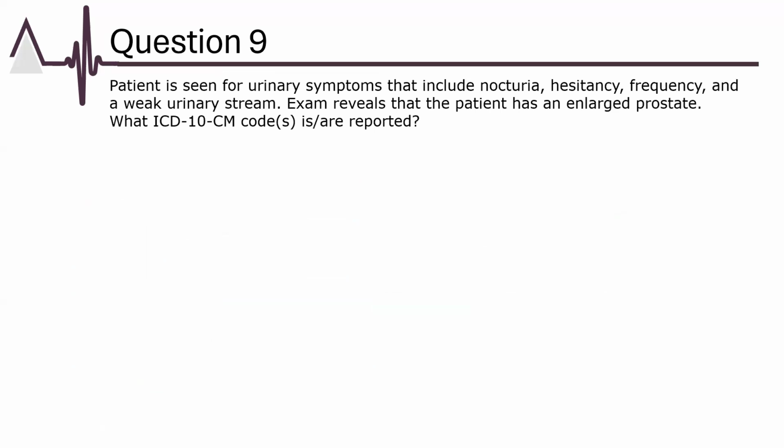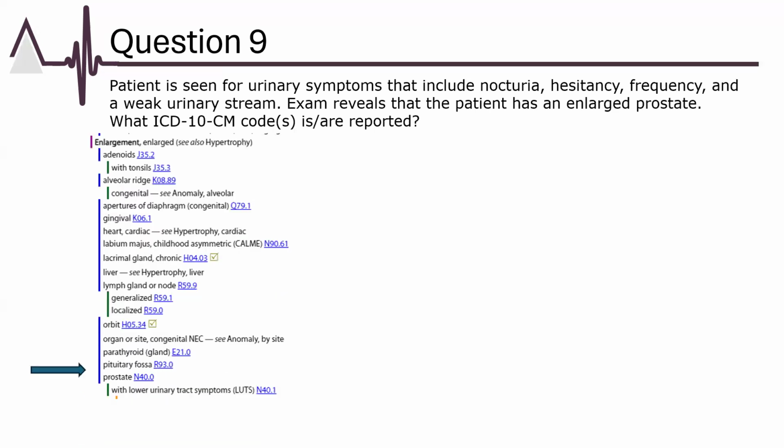Question 9. Patient is seen for urinary symptoms that include nocturia, hesitancy, frequency, and weak urinary stream. Exam reveals that the patient has an enlarged prostate. What ICD-10 codes are reported? In the ICD-10 alphabetic index, look for enlargement, prostate with lower tract symptoms, which leads to N40.1. Enlarged prostate with lower urinary tract symptoms. Lower urinary tract symptoms is often abbreviated to LUTS.